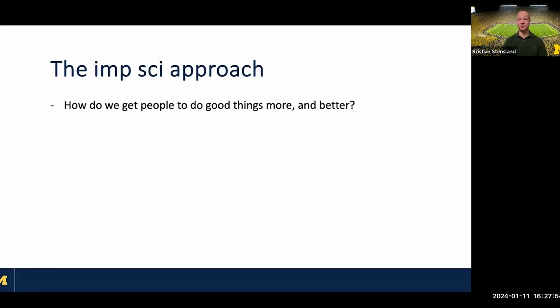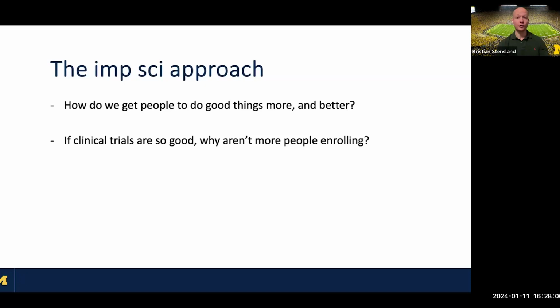And for those who are not familiar with implementation science, the basic approach for this is how do we get people to do good things more and better, or to do bad things less? If clinical trials are so good, the question is, why aren't more people enrolling? And if you frame this in the same way that we have other things that are really good, why aren't people doing them more? It's not that the thing itself is bad. So it's not that our clinical trial protocol is bad. It could be that the implementation of it is poor. Similar to how we have lots of interventions that are good, and the reason that people aren't doing them is something completely outside of the efficacy of it.